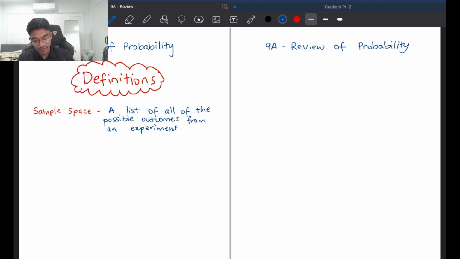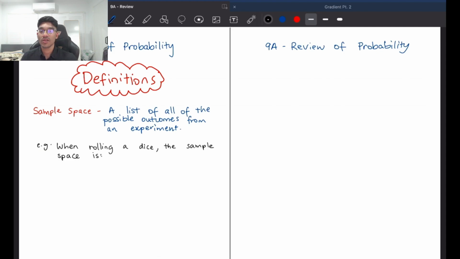For instance, let's write an example: when rolling a dice, the sample space is, now sample space means all the possible outcomes. So I want you to think about it for a second. If we're rolling a dice, what are the possible numbers that we can get? Well, we can get 1, 2, 3, 4, 5, or 6. So those are all our possible outcomes.